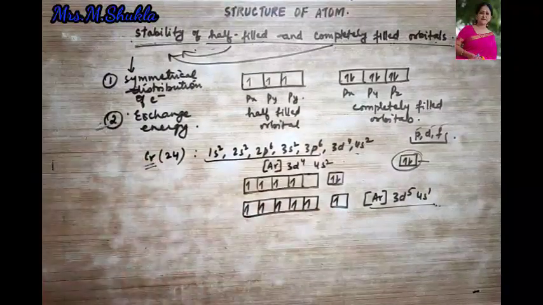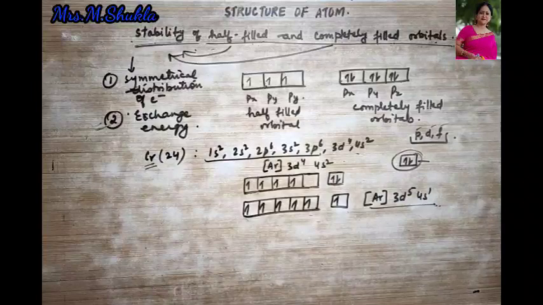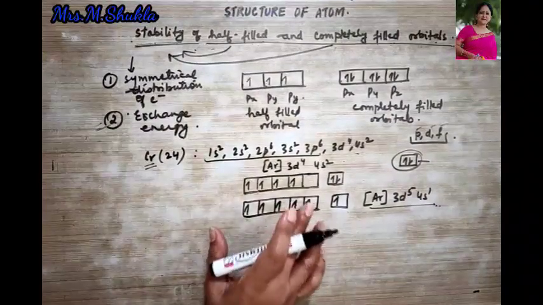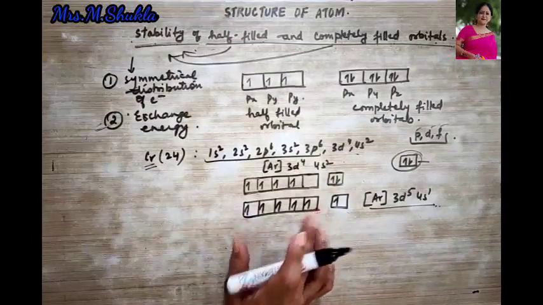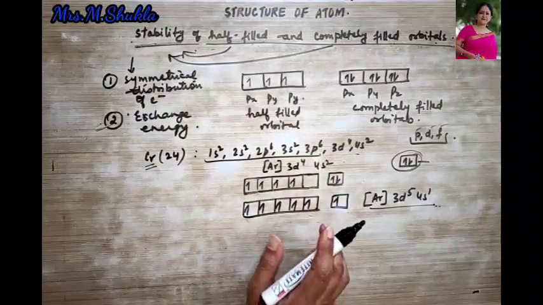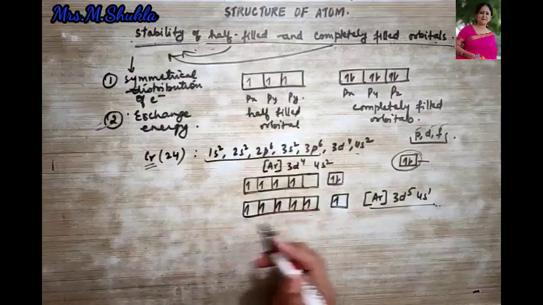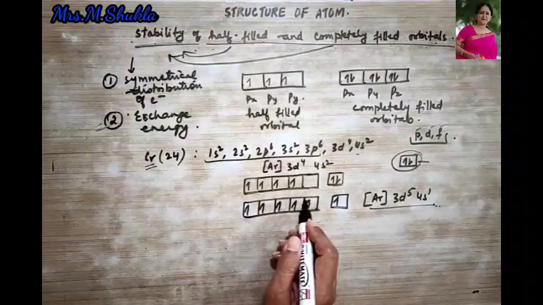Secondly, I come to exchange energy. Now let us talk about exchange energy. When two or more electrons with parallel spins are present in degenerate orbitals of the subshell, they tend to exchange their position. They tend to exchange their position.